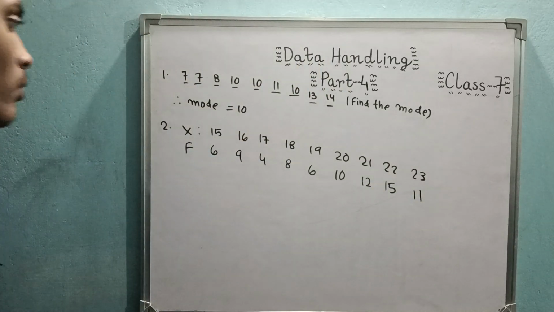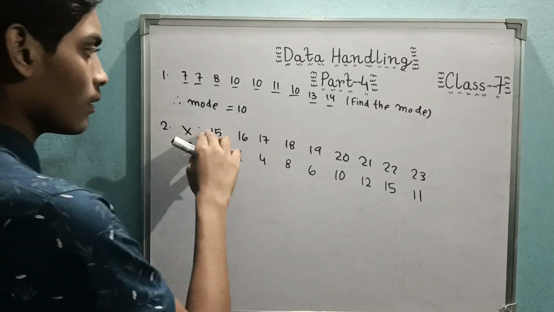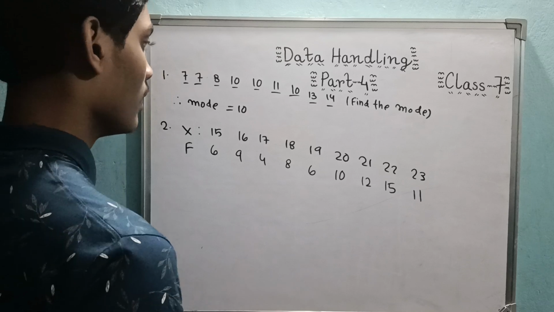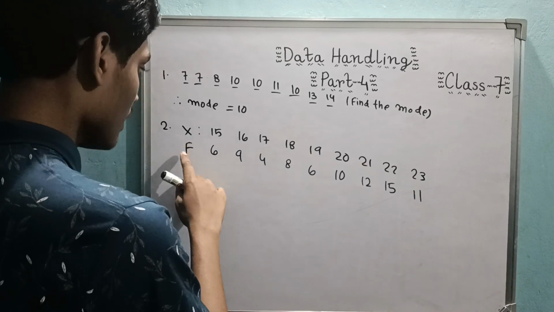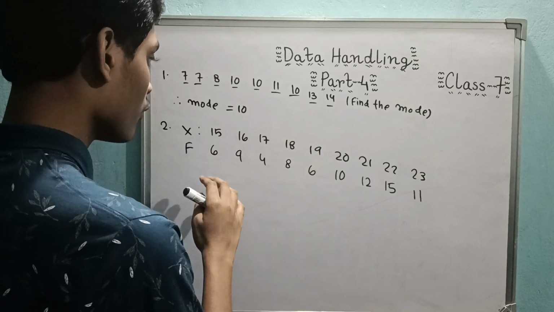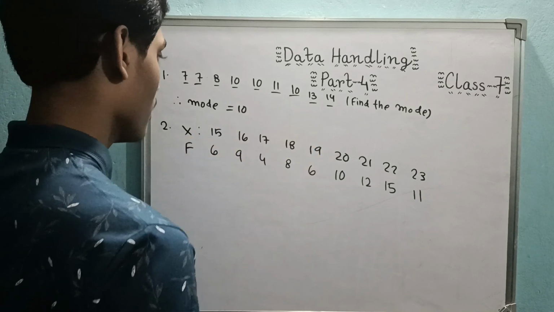So you can understand what x means: these nine numbers, from 50 to 23, are the data values, and these are the respective frequencies of all the numbers. As you can understand, frequencies are how many times the number is repeated.